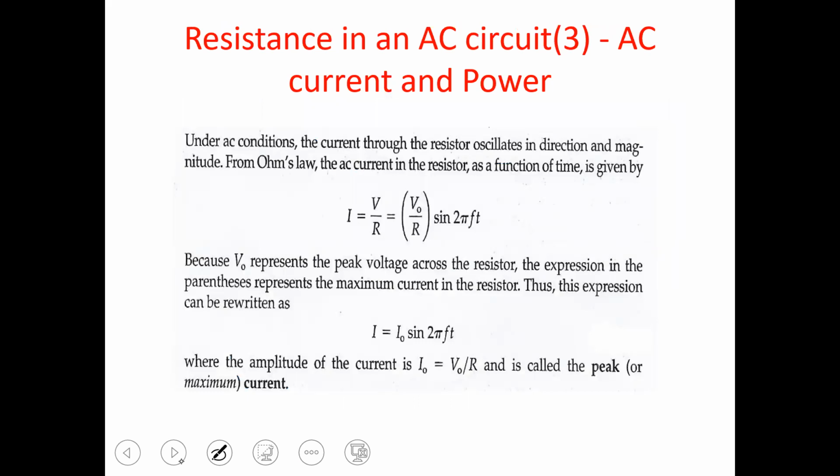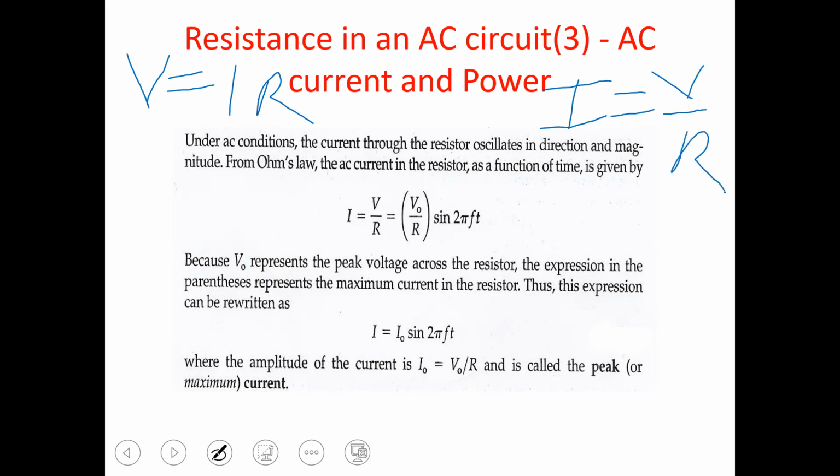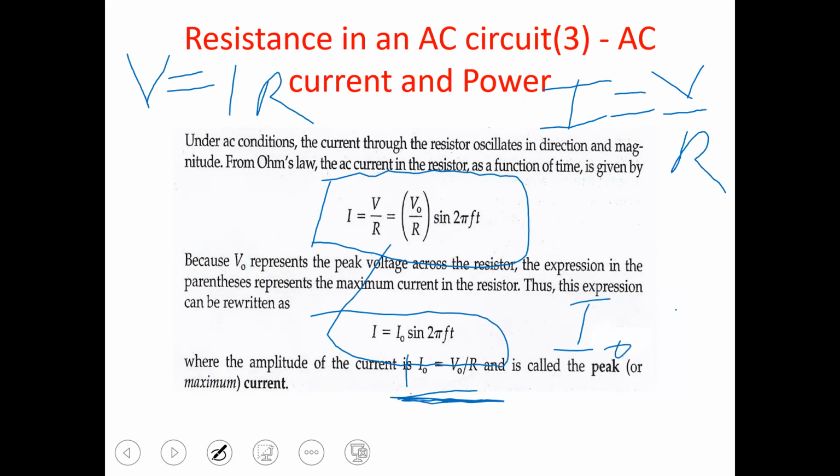Resistance in the circuits. When we say Ohm's law is V equals IR, and when we think about I, we are talking about V over R. So when we know the instantaneous voltage to be V naught sine 2 pi ft, dividing it by R will give us I. So V naught divided by R should give us I naught. So that is why we have this: I naught is equal to V naught divided by R.